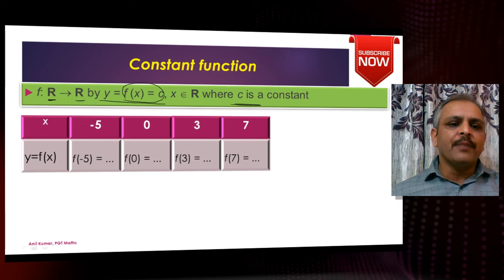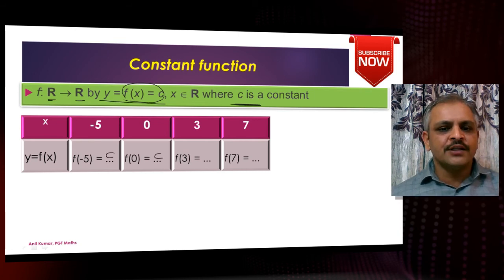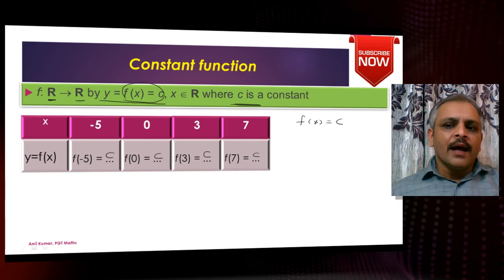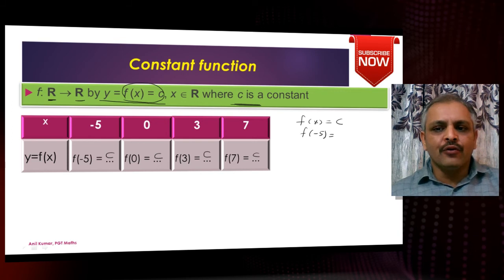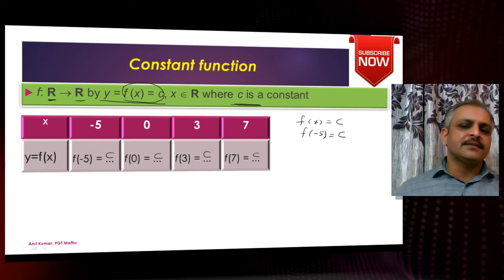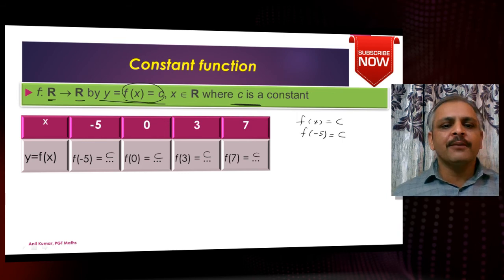That means if I put -5 here, then we'll also get the answer c. If I put 0, then also c. 3, c, and 7, c. The reason is my function is c. If I give the input x as -5, no x is there, so it will remain c. Likewise, it will remain constant.